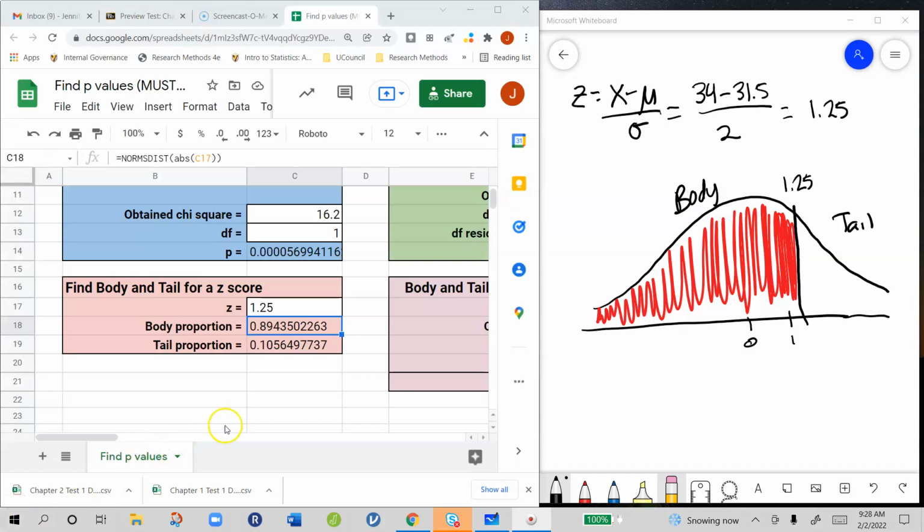So I'm going back to our z-score calculator, entered a z of 1.25. And you can see that our body here is 0.8943, or Garrison is heavier than 89.43% of 3-year-olds.